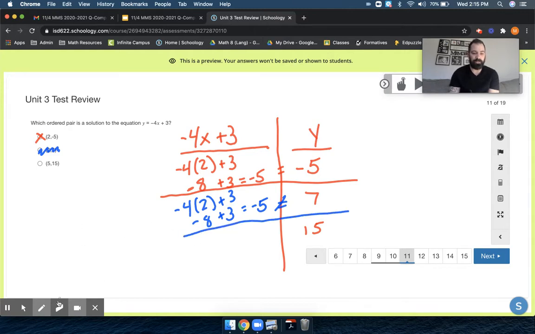And then my last one, let's change colors one more time here. We have x is 5 now, so -4 times 5 plus 3, which is -20 plus 3, which equals -17. And those do not equal each other either. So my final answer should be 2, -5. Substitution question.